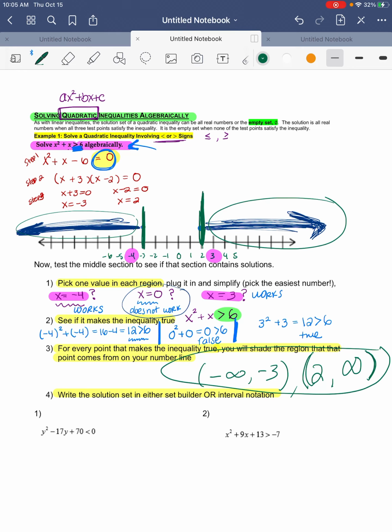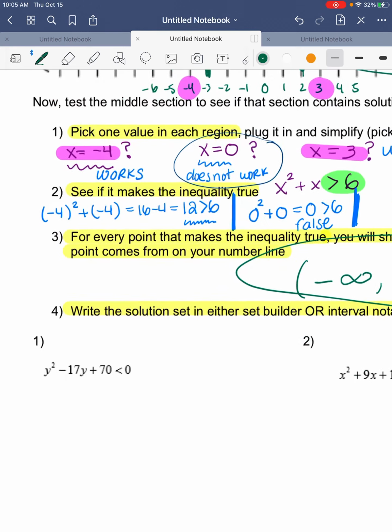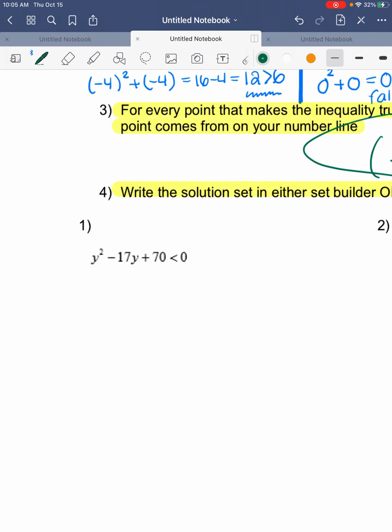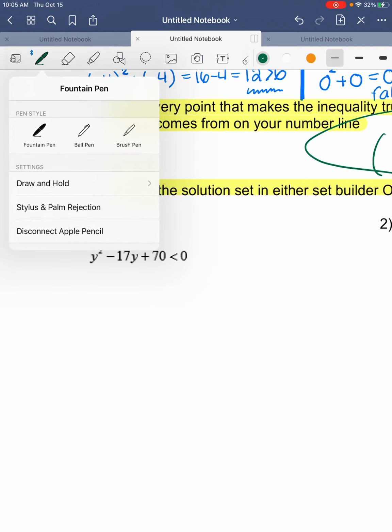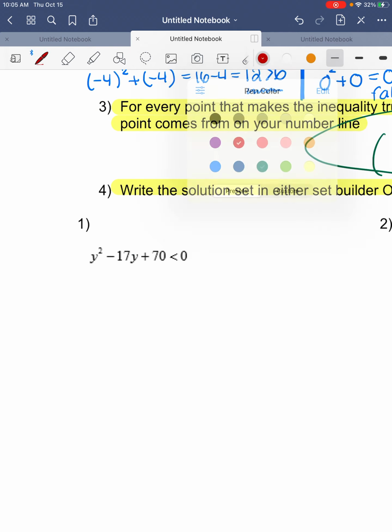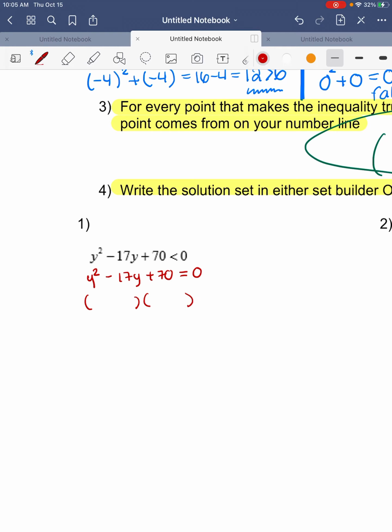I'm gonna do another one. I don't have a lot of space, but this is the other one that I have. The first thing to do again is just make it equal to 0. So y squared minus 17y plus 70 equals 0. From here you factor, nothing new, y and y. Numbers that give you 70 and -17 are -10 and -7.